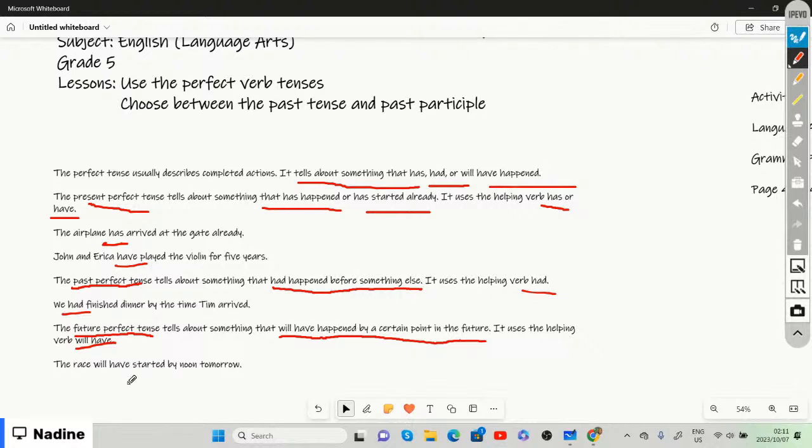For example, the race will have started by noon tomorrow. So it's showing a completed action in the future. It did not start yet, but the way we say it sounds as if the action is already completed, but in the future. The race will have started by noon tomorrow. It's not noon yet, it's not tomorrow yet.